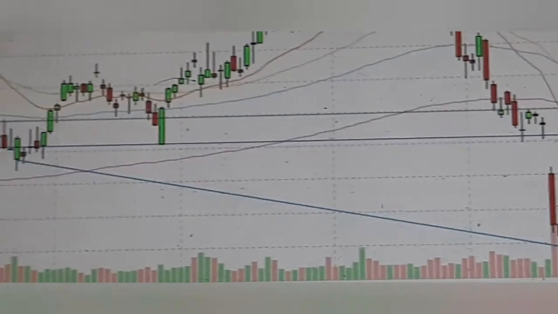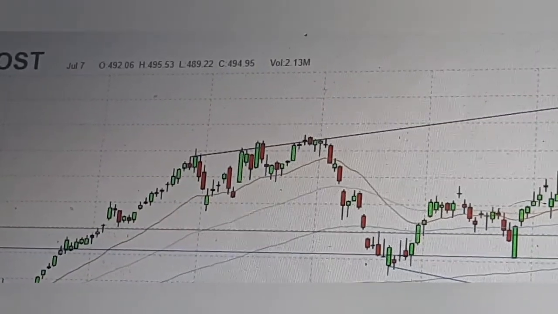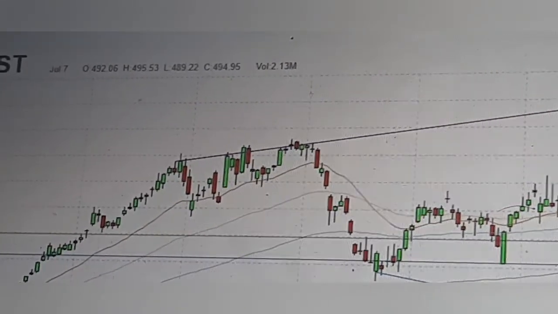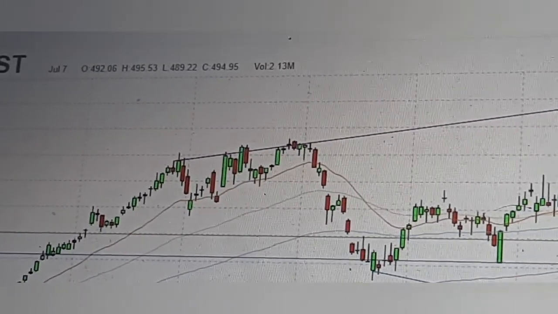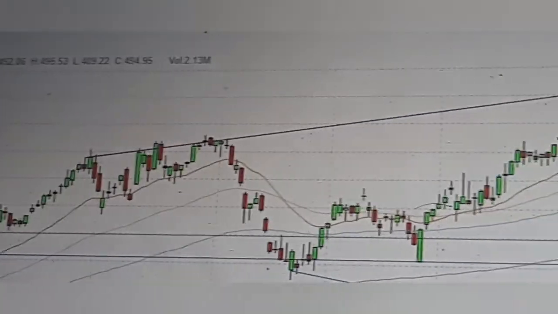Thursday, we get this candle. This is an inside candle. The high was 495.53, and we closed at 494.95. So, while we did get above that 200-day, we didn't pass the high of that candle right there, and I wanted to wait for that.